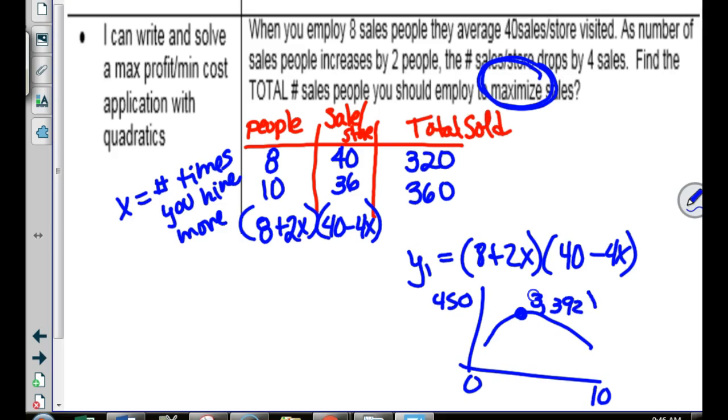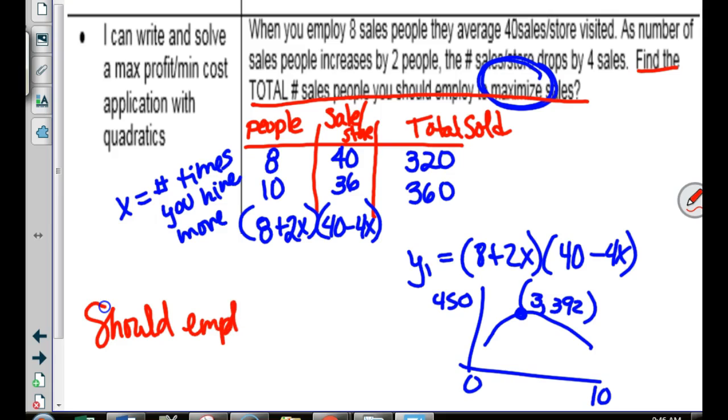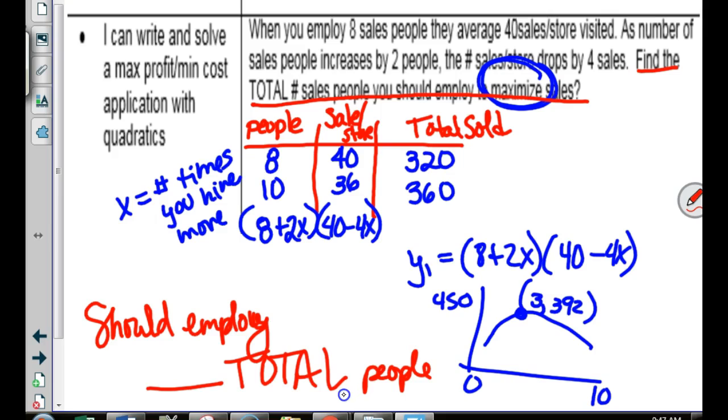It's good practice to write this on your quiz, because then I'm that much closer to giving you full credit, right? You're at a 4 out of 5 right now. Does anybody know what you have to do to get the full 5? It says, I wrote that down. Find the total sales people you should employ. So should employ, well, pretend that says employ, blank total people. Okay, there's even a hint on the quiz about that.